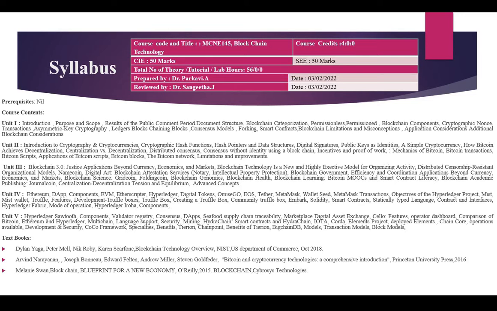And in unit 5 we discussed the Hyperledger Sawtooth components and features, and different frameworks like the Coco framework, Tyrion, Chainpoint. The textbooks we have referred to are Blockchain Technology Overview, then Bitcoin and Cryptocurrency Technologies, and Blockchain: Blueprint for a New Economy. These are some of the textbooks we have used.